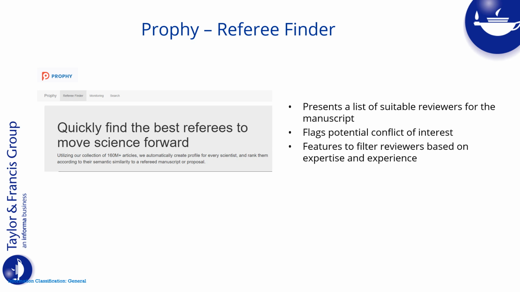Prophy is a knowledge management organization platform that enables journals, funders, and research centers to find experts to review and evaluate scientific manuscripts. The Prophy Referee Finder is integrated into the submission site of your journal, and you will be able to access and use it to find suitable reviewers for the manuscripts submitted to your journals.